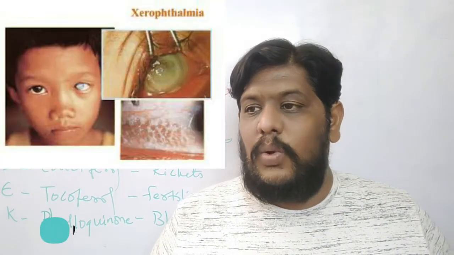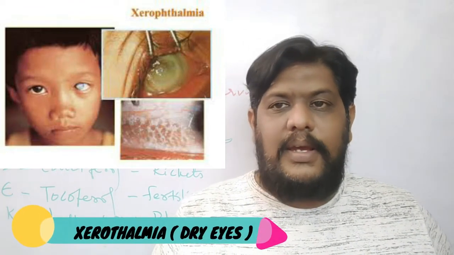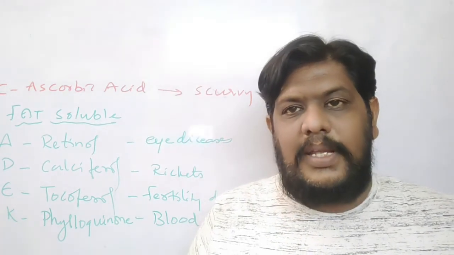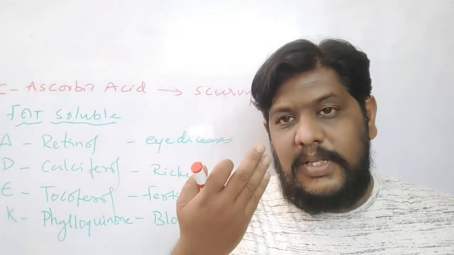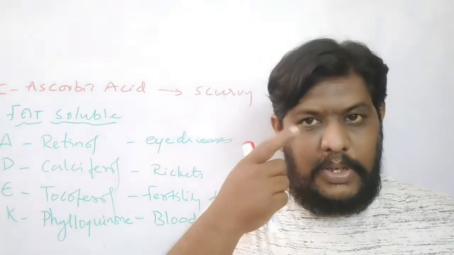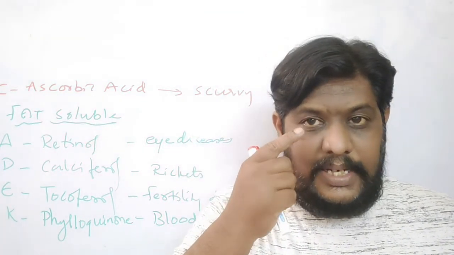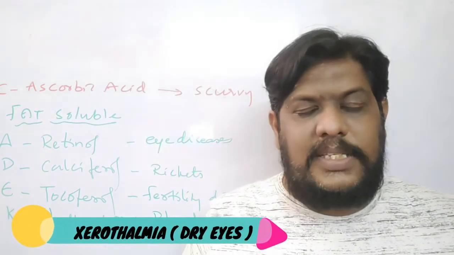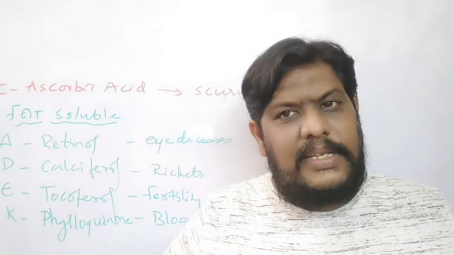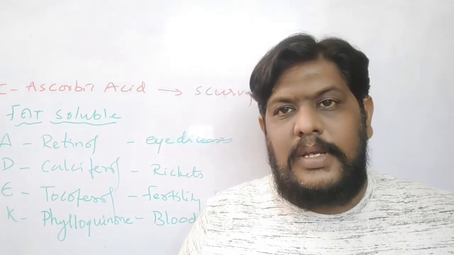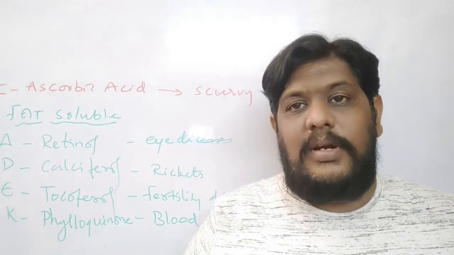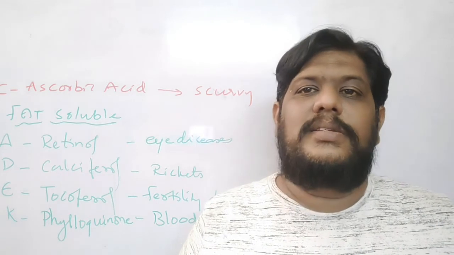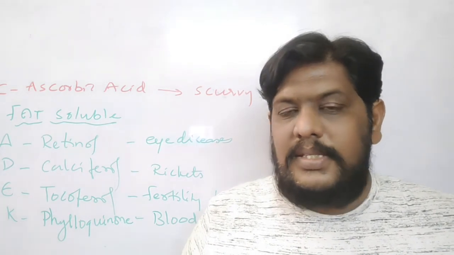The second one is xerophthalmia. Xerophthalmia is a problem where the outer layer of the eye becomes completely dry. The tear ducts stop releasing water into the eye. Normally the eyelids, when they come down and go up, make a smooth movement. Just imagine that your eyes are completely dry. That kind of problem is called xerophthalmia. The other word for xerophthalmia is dry eyes.